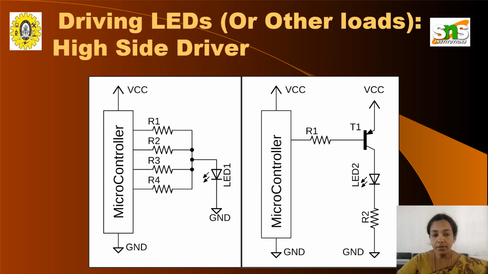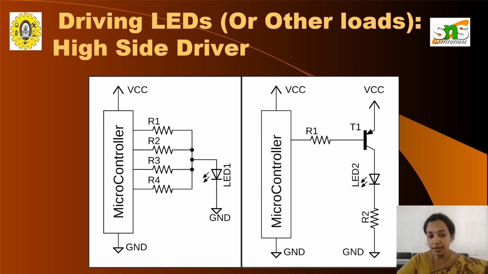Now the next one is the driving LED high side driver. So the difference between the low side driver and the high side driver is there. The resistors R1 and R2 were connected in series with each other. Here we are connecting the resistors in parallel. Resistors R1, R2, R3 and R4 are connected in parallel with each other to the microcontroller, and then they are all connected together to the LED. So the LED is to indicate the output.